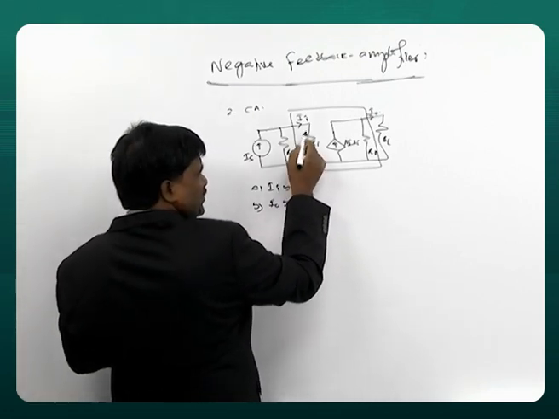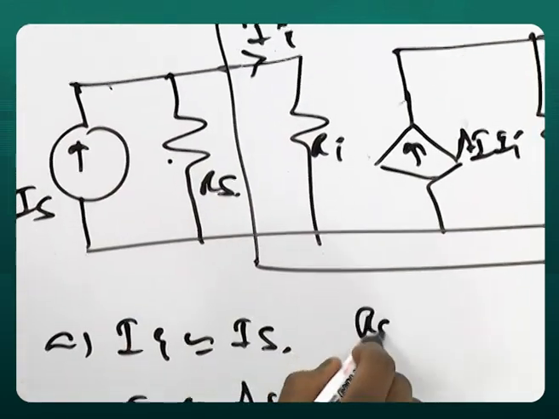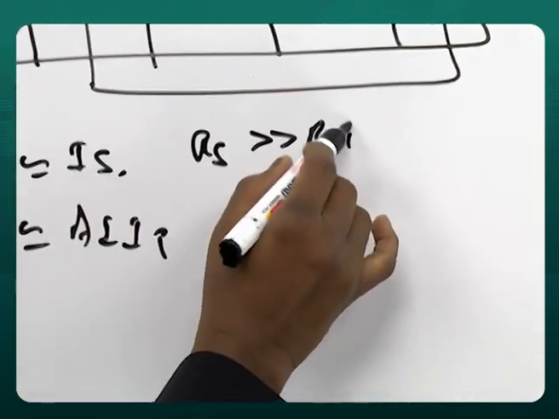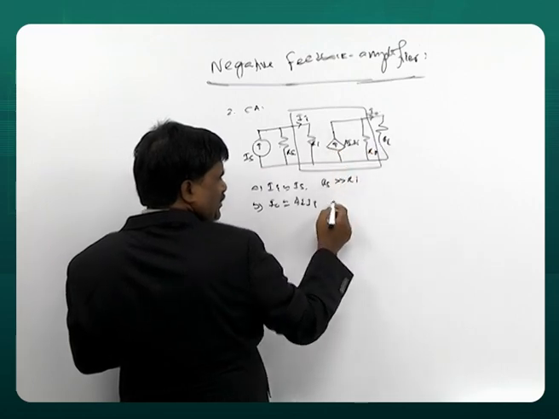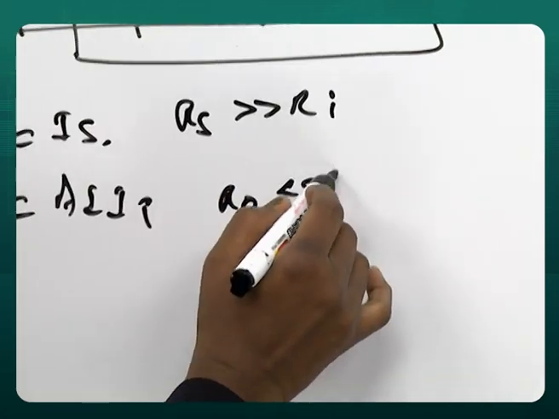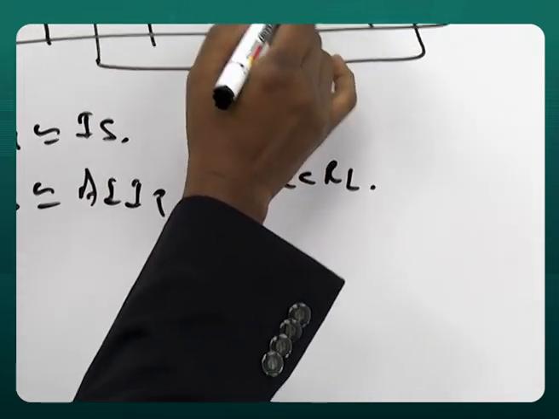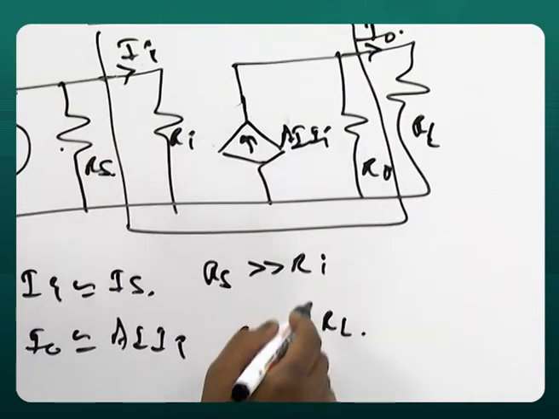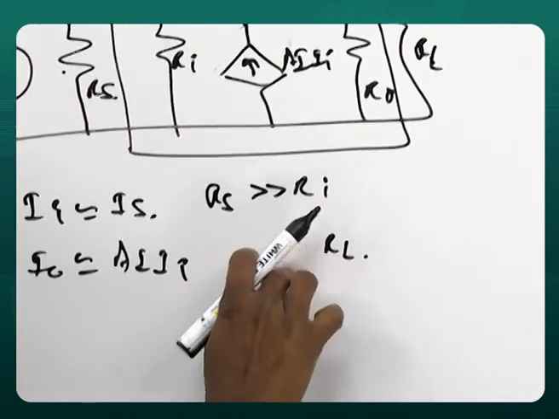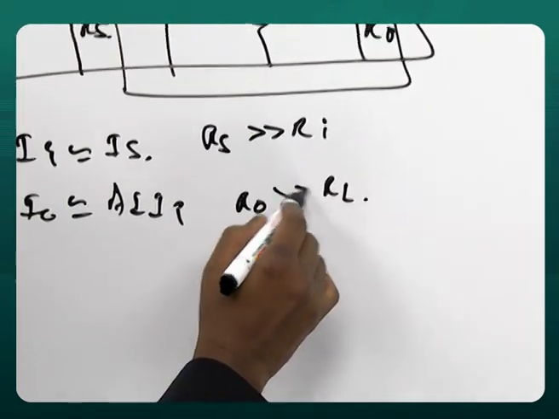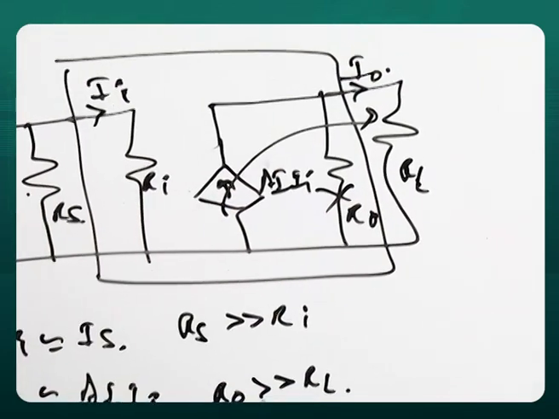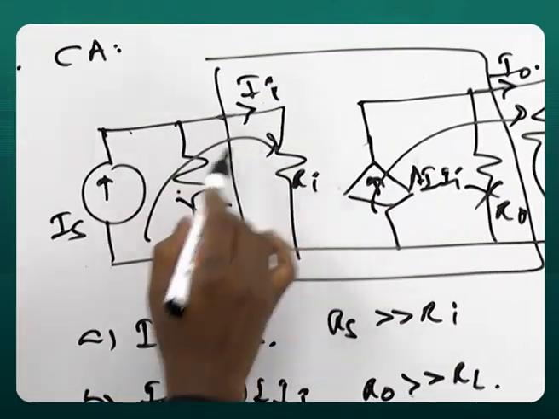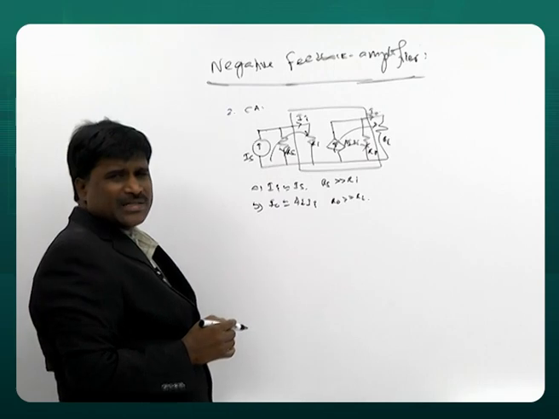If II has to come here, this should be larger. RS should be far greater than RI. If this has to come here, R0 should be far less than RL. R0 should be far high. Why? If this is high, that goes there. If this is high, that goes here. Current seeks the less resistance path.